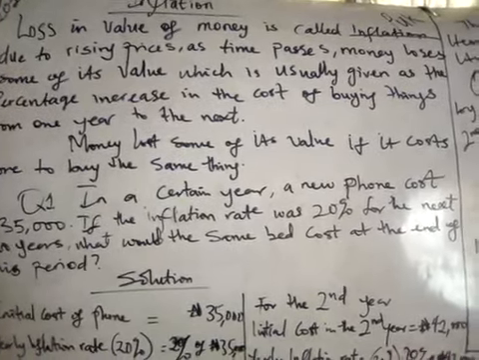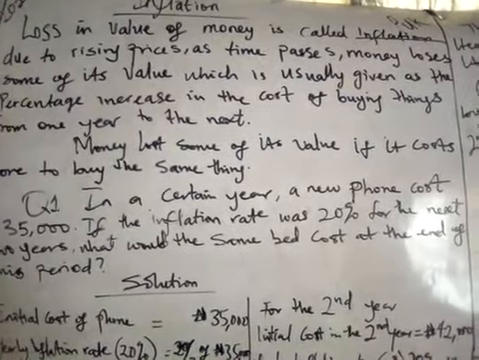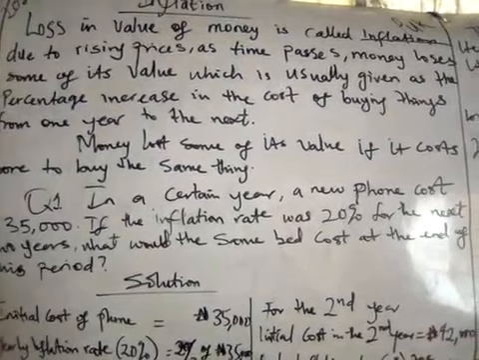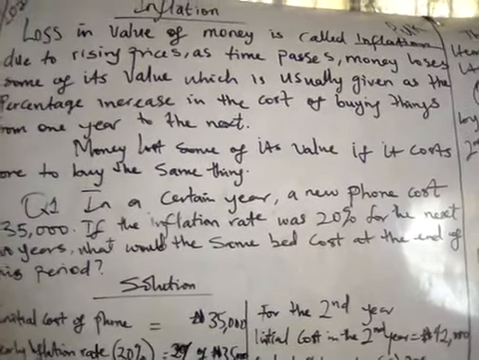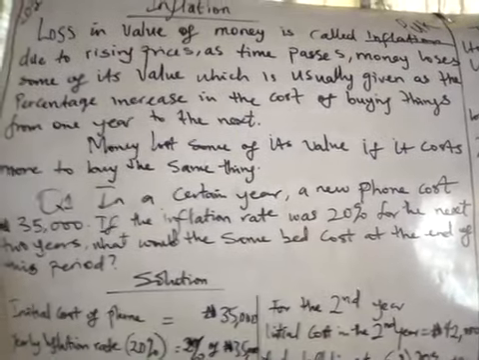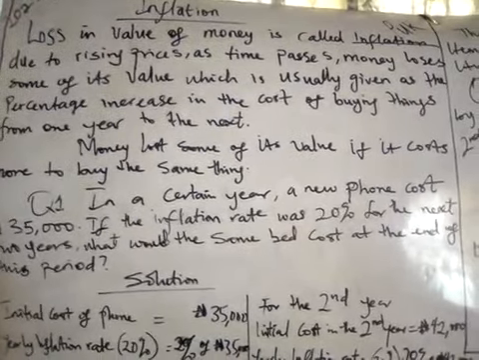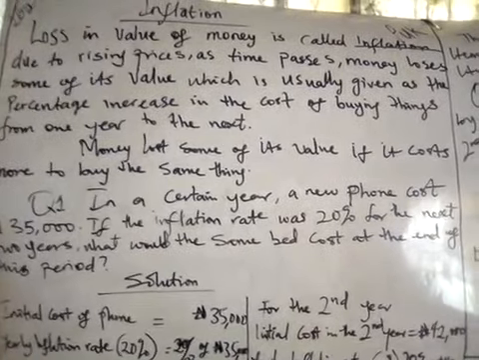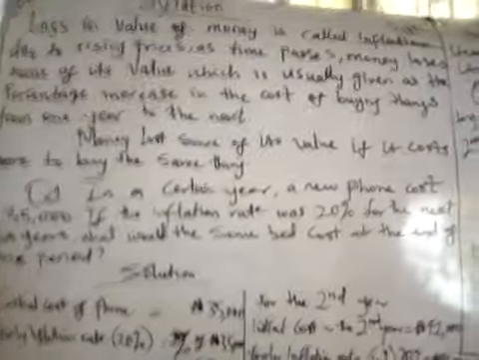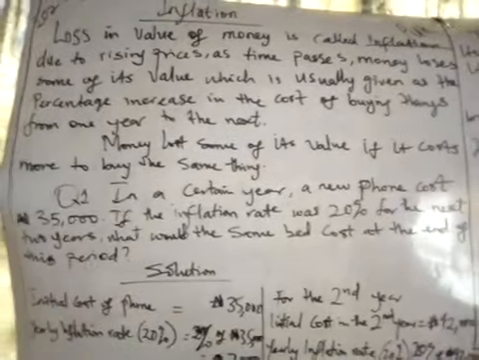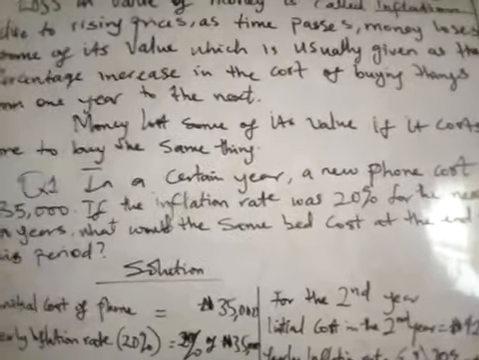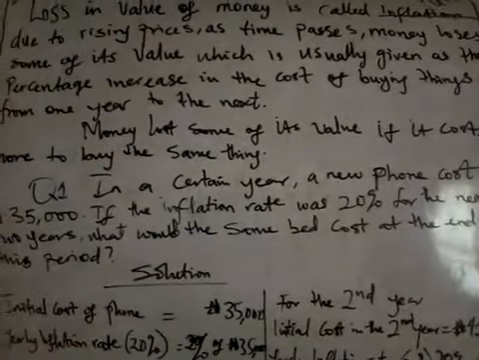Inflation you can find in economics, you can find in mathematics, and you can find in financial studies. So loss in value of money is called inflation. Due to rising prices, as time passes, money loses some of its value, which is usually given as the percentage increase in the cost of buying things from one year to the other.